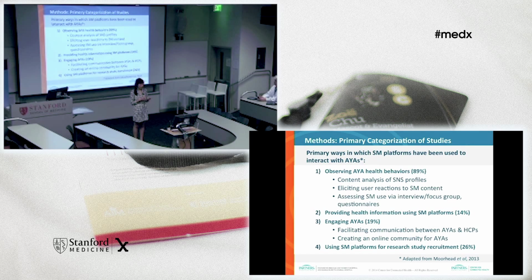And so we had these 4 categories. So the first one is observing adolescent and young adult health behaviors. The second is providing health information using social media platforms. The third is engaging adolescents and young adults. And then the fourth is using social media platforms for research study recruitment. So those were our sort of common categorization themes.